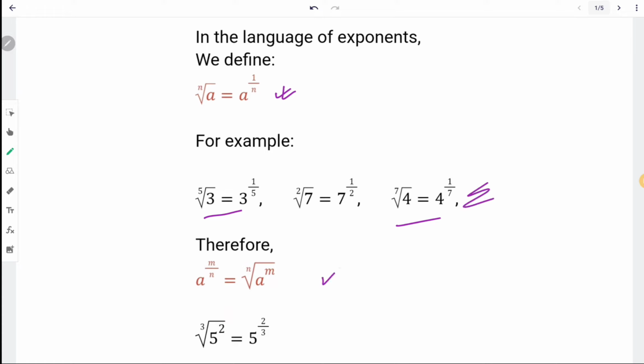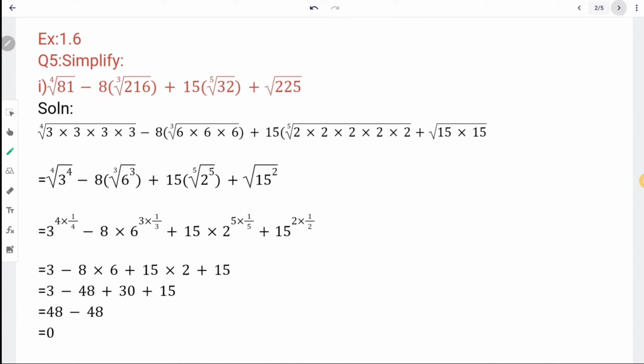All right, so now let us have a look here again. When we see a to the power m by n, it actually means n root of a to the power m. And I've done one more example for us here. When you look here, this is our n, and this 2 is our m. So which can be written as a^(m/n)? It will become 5^(2/3). All right. So if we're done with this, let us go to question number 1.6, question number 5.